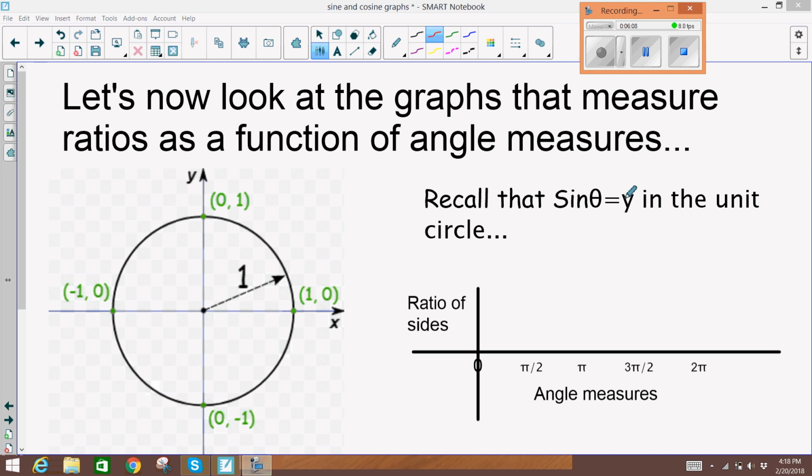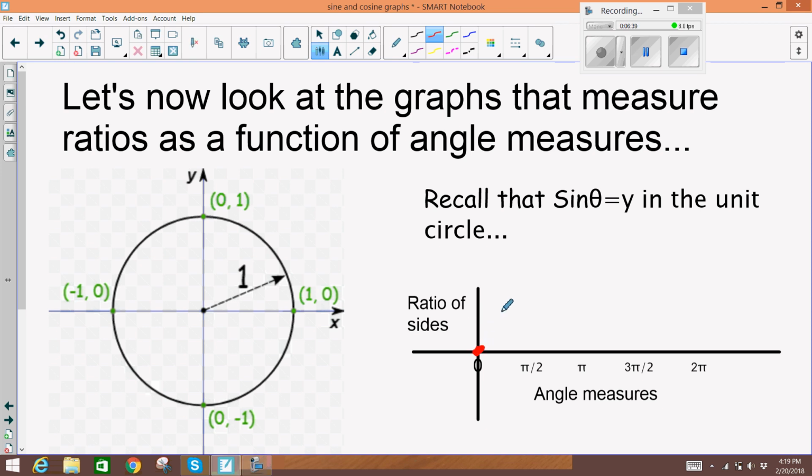The sine of the angle, that ratio, is just the y value. Here's the x value and here's the y value. You remember that because the y value represents the height. So when the angle measures 0 degrees, the sine of that angle is 0.